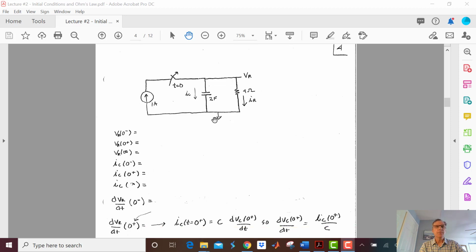In this example, we have a current source, and at t equals 0 minus the switch is going to be closed, so this current source is going to be squirting current through here. Let's see, there's no current through a capacitor at DC. That's one of our rules. So KCL on the fly says that 1 amp is going to go right straight through here and through this resistor.